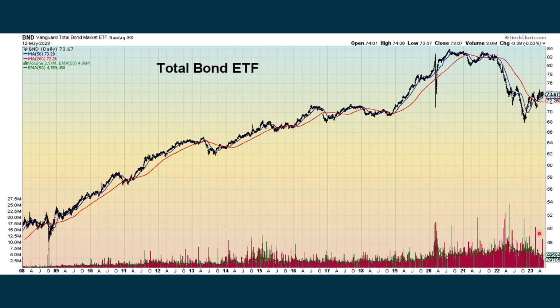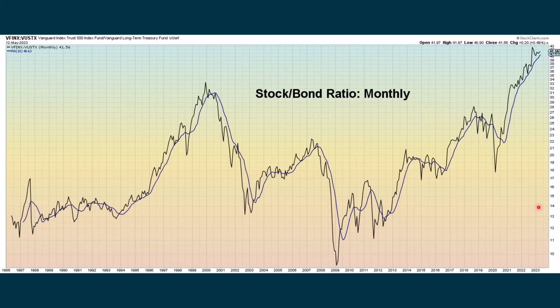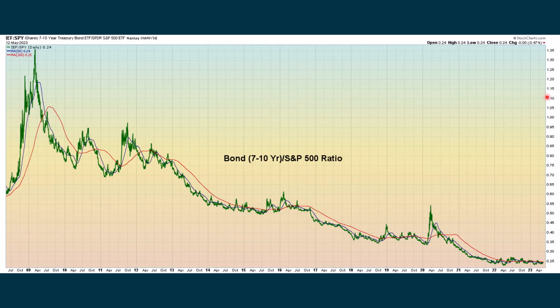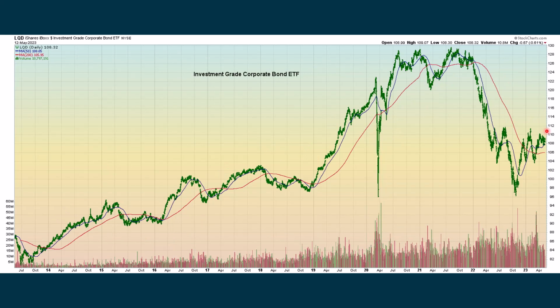Then looking at bonds versus stocks, bonds tend to be in an overall uptrend with the bond ETF. The World Bond Index also is in an overall uptrend. Stocks continue to outperform bonds on the monthly chart. And then bonds are really not breaking out when looking at a ratio to the S&P 500. High yield corporate bonds, you may also know these as junk bonds, continue to be in an overall uptrend. And investment grade corporate bonds are also in an uptrend.